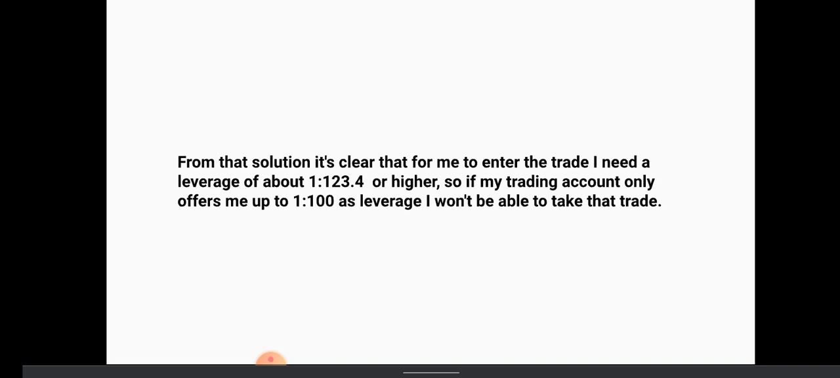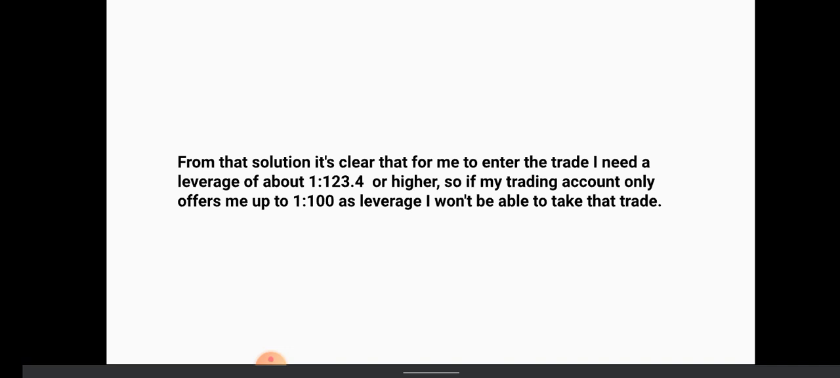So if my trading account only offers me up to 1:100 as a leverage, I won't be able to take that trade, because I need something around 1:123.4 as a leverage for me to be able to enter that trade. So if my account is not offering up to that, it is offering 1:100, it means that if I place such a trade, instead of the trade being triggered, what it will tell me is insufficient balance, insufficient funds. So I won't be able to enter such a trade.